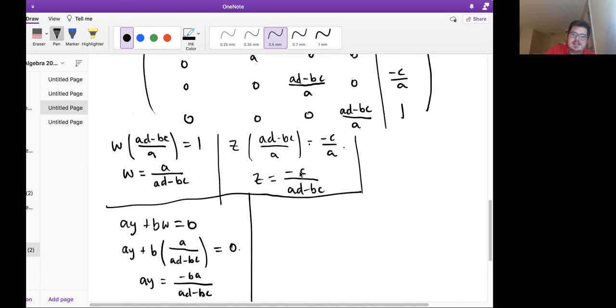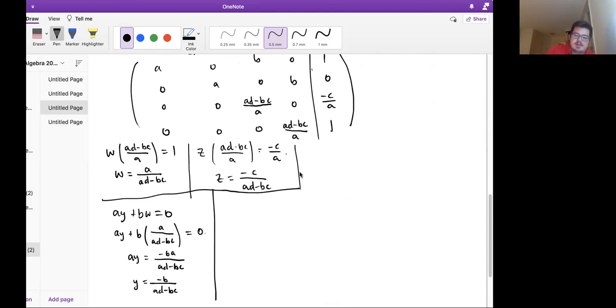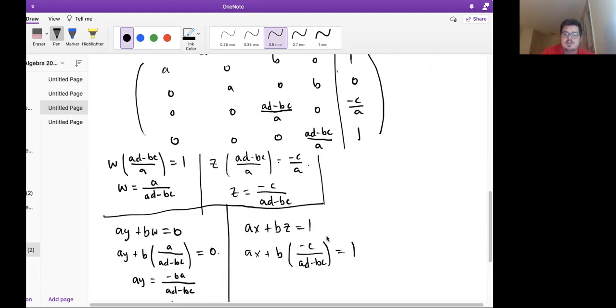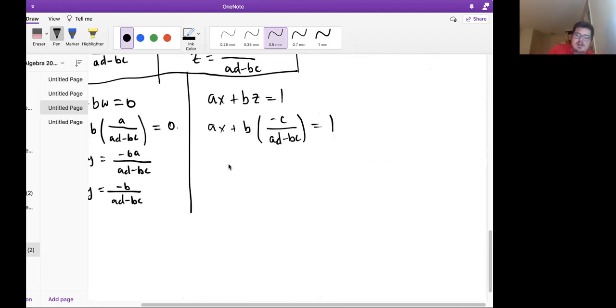All right, and then let's read the last line. It's ax plus bz is equal to 1. We don't know what x is, but we do know what z is. It's negative c over ad minus bc, and this is equal to 1. So let's solve for x. We get ax equals 1 plus bc over ad minus bc.